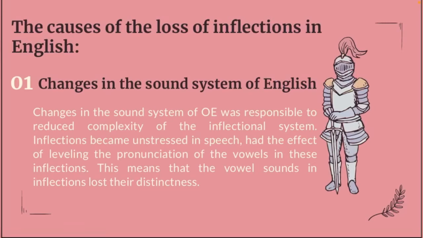Changes in the sound system of English. Changes in the sound system of Old English were responsible for reducing the complexity of the inflectional system. Inflections became unstressed in speech, which had the effect of leveling the pronunciation of the vowels in these inflections. This means that the vowel sounds in inflections lost their distinctness.